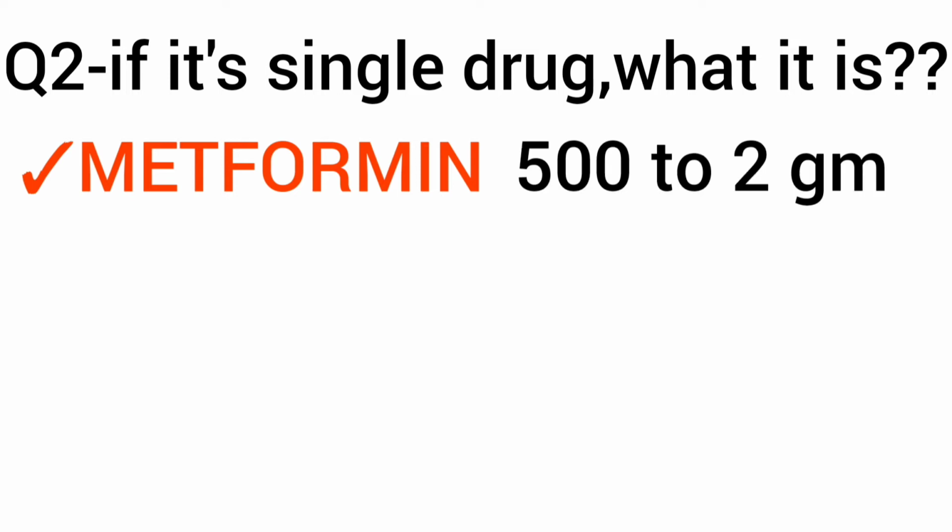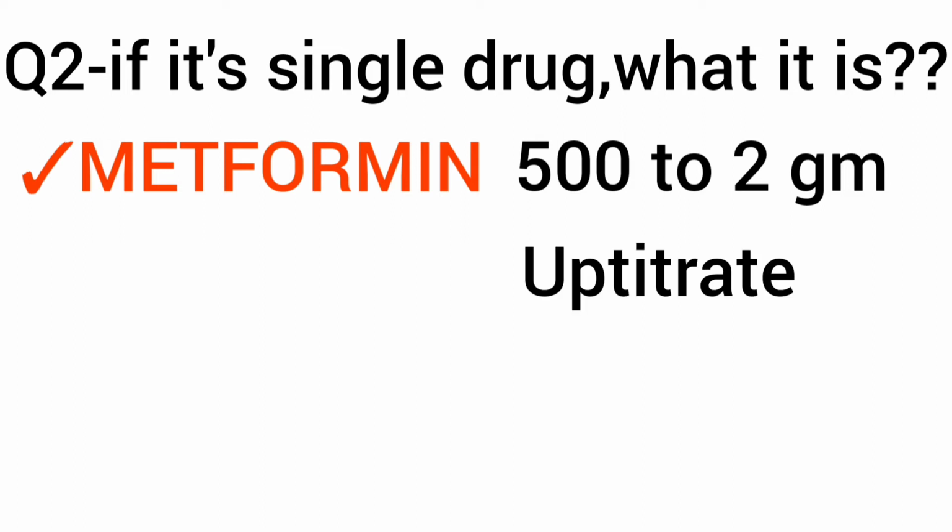The metformin dose is 500 milligrams to 2 grams. We have to start with 500 milligrams, or 250 milligrams in some scenarios. We have to uptitrate it every second week with FBS and PLBS until the target has been reached. If the target has been reached, a 3 or 4 monthly HbA1c follow-up can be done.